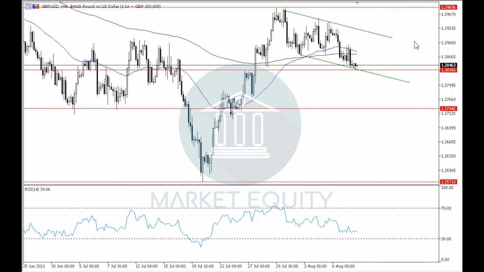If we notice the RSI indicator, we can see that by moving around level 40, it supports the continuity of the uptrend in the 4-hour time frame. That was it for the British pound versus the US dollar.